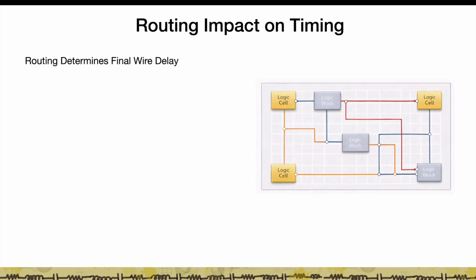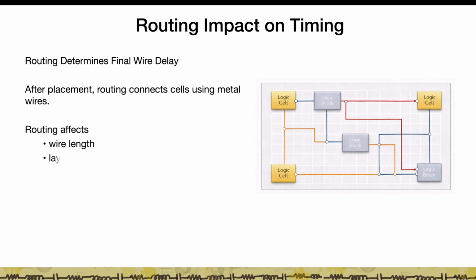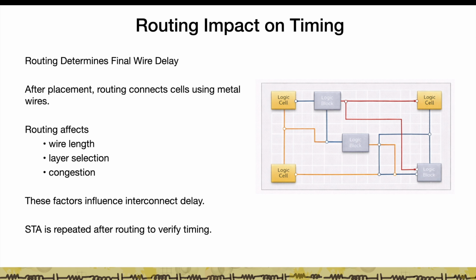So, placement sets the wire length, routing determines almost everything else. After placement, the router must choose a physical metal path connecting each cell pin. It chooses which metal layer to use, which direction to run the wire, and how to navigate around other signals. These choices matter enormously for delay.